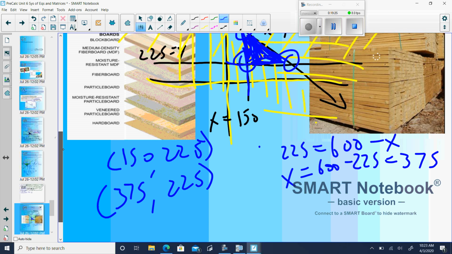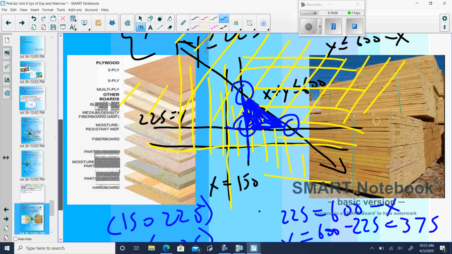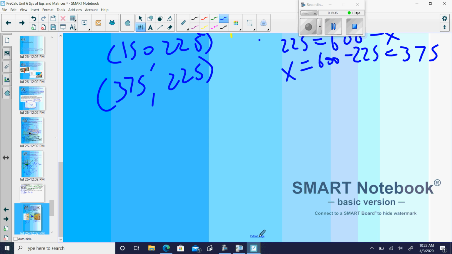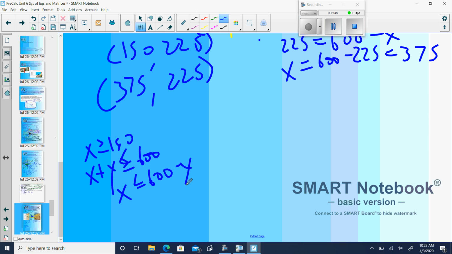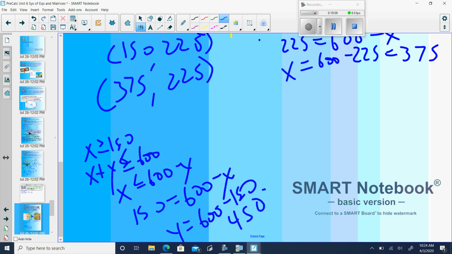And then our third point is where x equals 150. So in that case, if x is greater than or equal to 150, x plus y is less than or equal to 600. So x less than or equal to 600 minus y. So we have 150 is equal to 600 minus y. So y is equal to 600 minus 150, 450. But why can't I go ahead and put that in for the x? Why can't I have 450 for x and 150 for y?